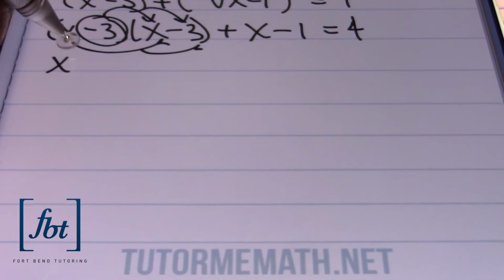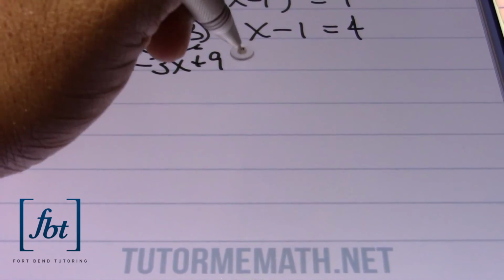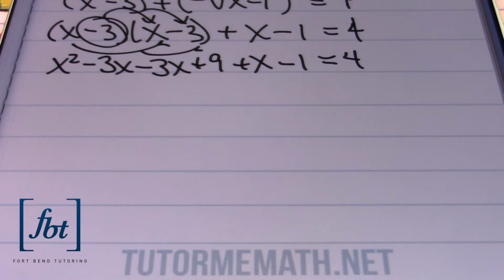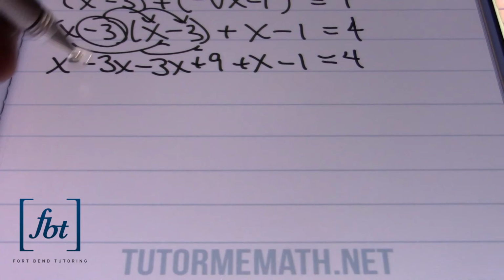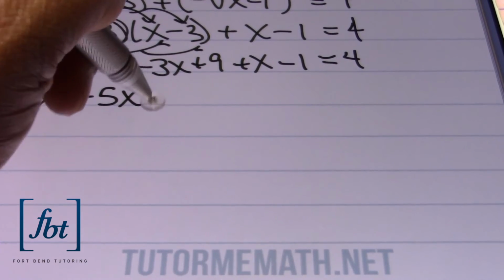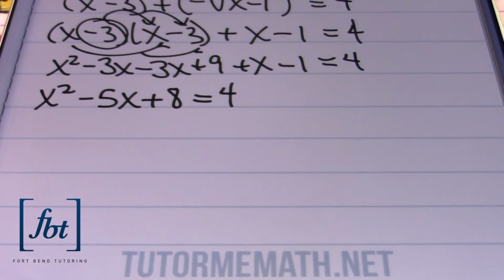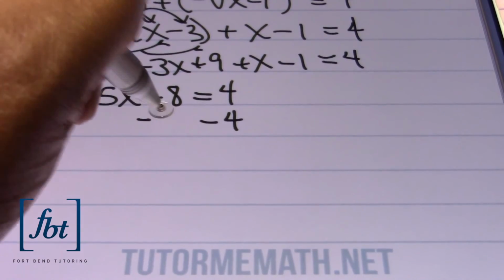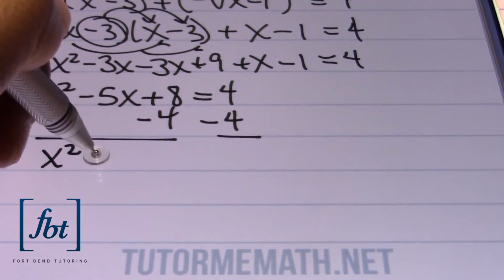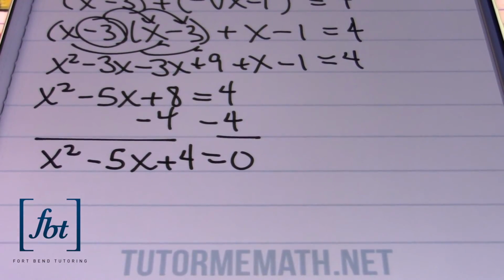So we'll have x squared minus 3x plus 9 plus x minus 1 equals 4. From here, we'll just go ahead and combine our like terms. So we'll have x squared, this is going to be negative 5x plus 8 equals 4. Next, I'll want to set this equal to 0. So that means I'll be subtracting 4 to both sides, like so. And I'll end up with x squared minus 5x plus 4 equals 0.